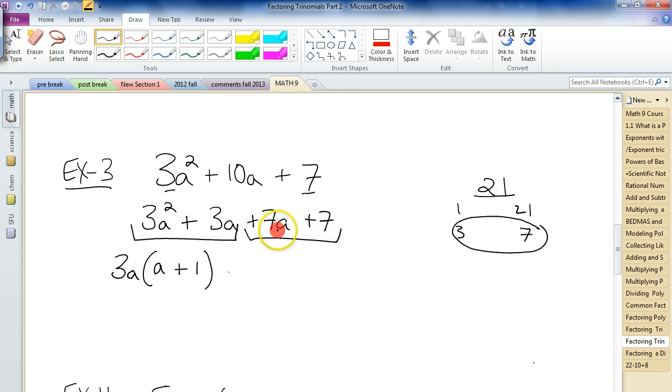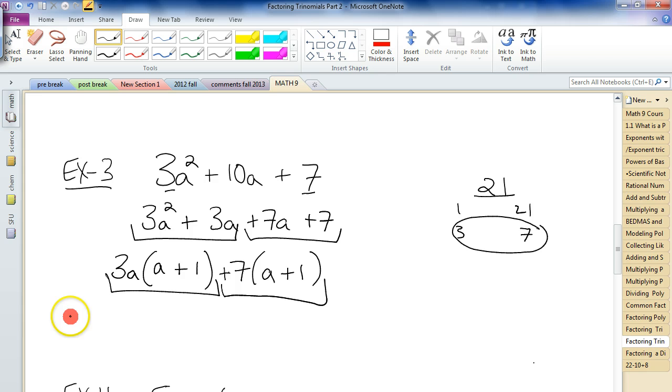7a plus 7. Factor out a 7. Factor 7 out of there, you get a. Factor 7 out of there, you get 1. What's a common factor? The a plus 1. That group and that group are both multiplying by a plus 1. Let's pull that out as a common factor. You're left with 3a plus 7.